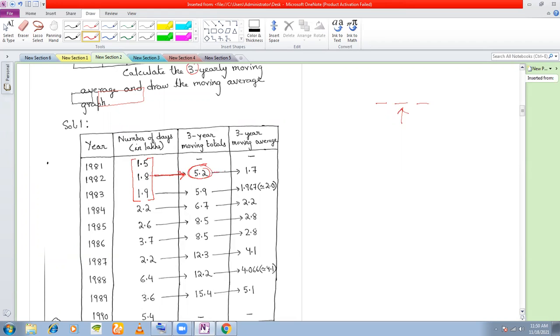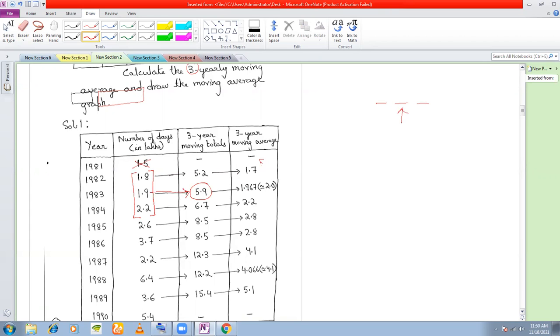And here I calculate the average. How many years am I taking? I'm taking 3 years here, right? So this is 5.2 divided by 3. We'll get 1.7. Okay, for the next value, you leave out this one and you take the next three. You add up these three to get 5.9, and you write it in between, obviously, right?